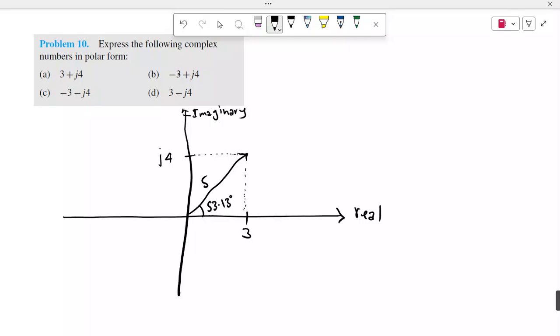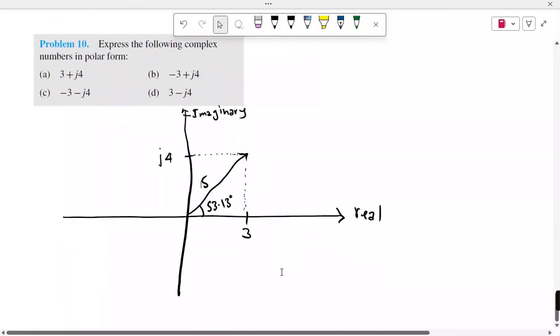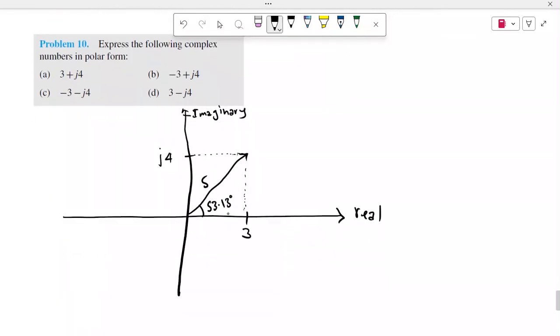Then let's come to B. So B, what is the angle for B? We have calculated B as negative 3. So our real part is negative 3, then our imaginary part is 4. Okay, so it will be just something like this.